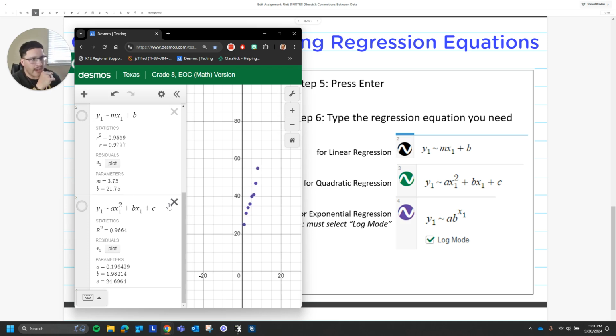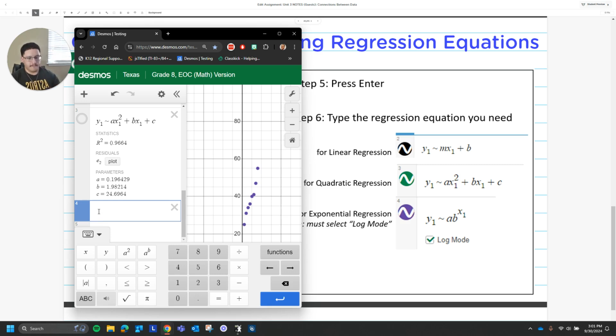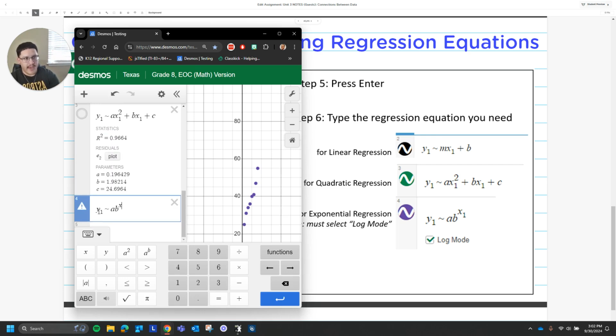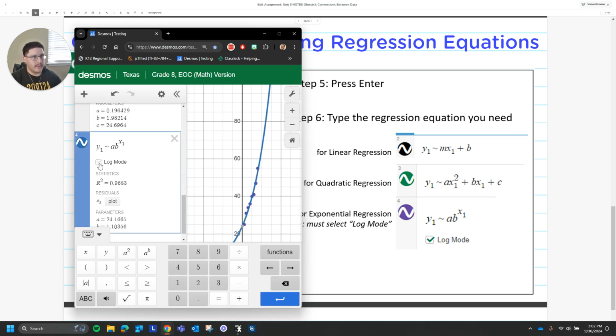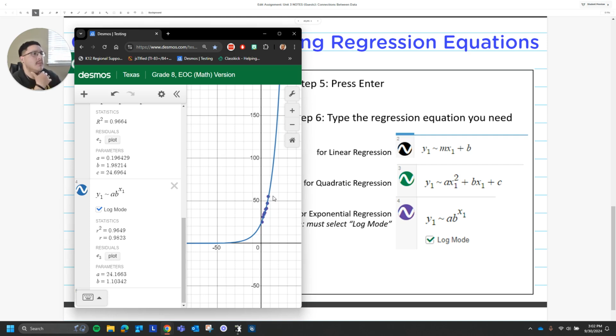All right. Now, again, you could X these out and then enter the exponential regression, but I'm just going to go to line 4 and then enter it right here. I'm going to type in Y1 ~ AB^x, using the up arrow on the number 6. So again, shift 6 and then X1. Whoops, X1. And then I'm going to click the box for log mode, and there it is. There is the exponential line of best fit.